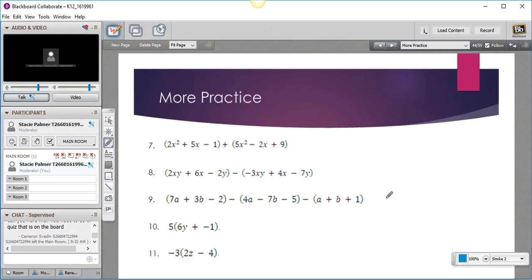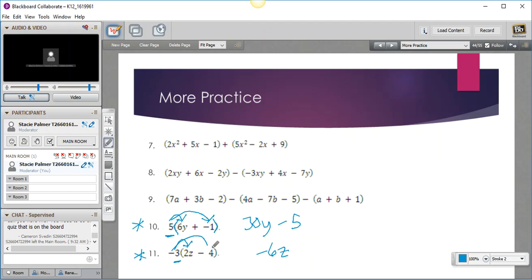Okay, so let's look at some more questions here. I want to go to number 10 and number 11 first. With number 10, you can see that there's a 5 right next to a parenthesis. So that 5 gets distributed to both of the terms inside the parenthesis. 5 times 6y is 30y. 5 times negative 1 is negative 5. For number 11, negative 3 times 2z is negative 6z, and negative 3 times, this is a minus 4, right? It's a negative 4. So negative 3 times negative 4 is a positive 12.